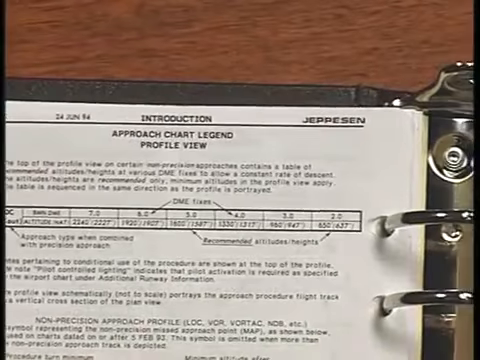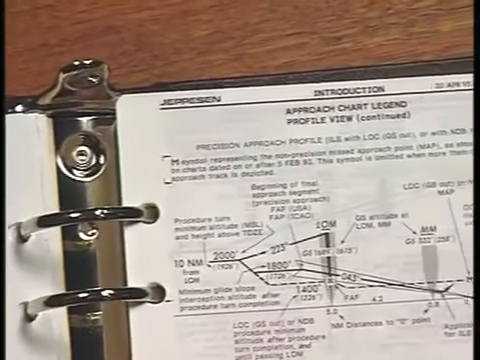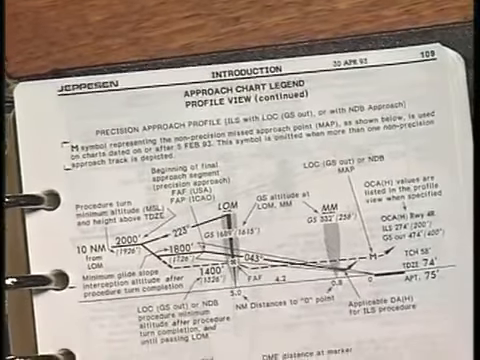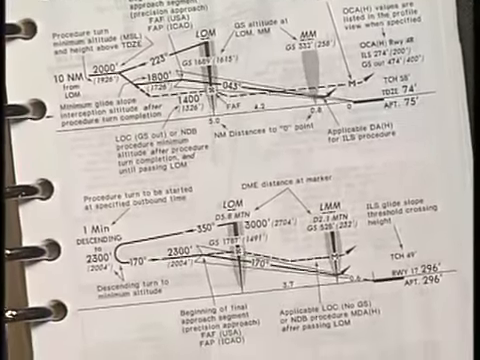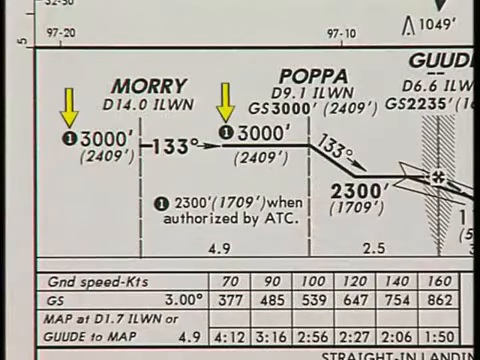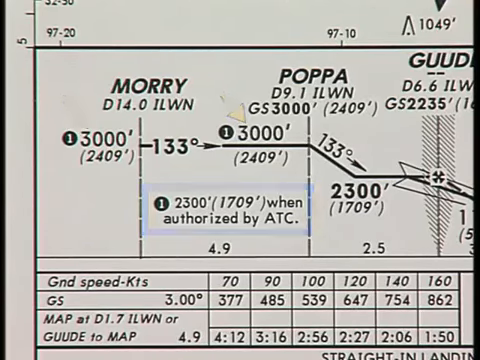Now let's take a look at a few variations that may appear in the profile view of an approach chart. It is important to look at some of these differences. However, keep in mind that additional information can be found in the chart legend pages. The circled number refers you to a note located elsewhere in the profile view. This note indicates that when authorized by air traffic control, you can fly at a lower altitude of 2,300 feet when crossing Maury and Papa. This is in lieu of the 3,000-foot altitude listed on the chart.